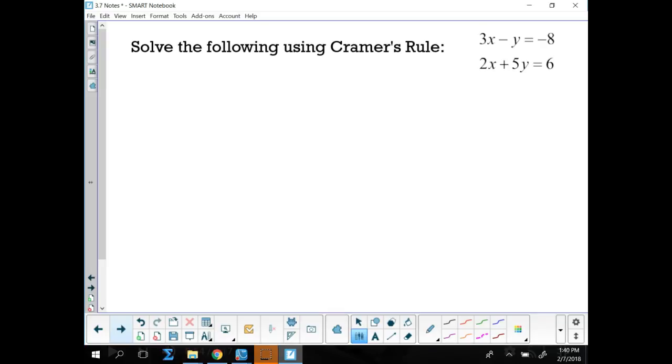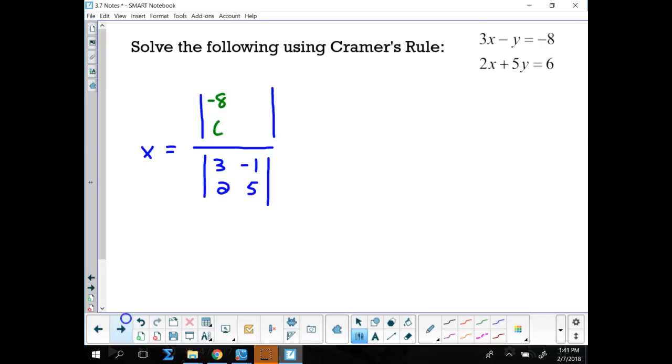So, I got 3x minus y equals negative 8. I got 2x plus 5y equals 6. I want to solve for x. So I'm going to start with the denominator determinant, written as is. It is 3, negative 1, 2, and 5. Because I am solving for x, I'm going to replace the 3 and the 2 with the negative 8 and the 6.